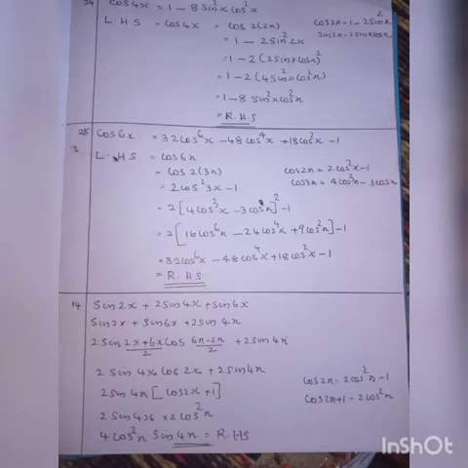Cos 2 into 2x. Okay children, now cos 2x formula you have studied. You have studied 4 formulas for cos 2x, but we have to use the appropriate formula. Look at the answer and we have to use the relevant formula. So here which formula we have to use? Cos 2x equal to 1 minus 2 sin square x. Let us look at the answer. There the answer is, the RHS is 1 minus 8 sin square x into cos square x. So we have to use which formula? 1 minus 2 sin square x.